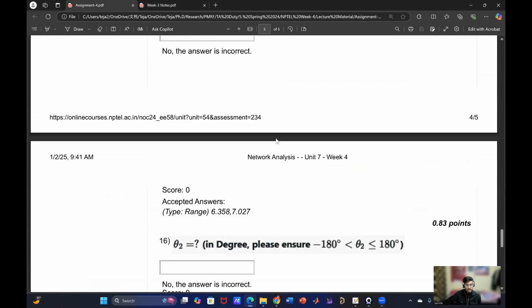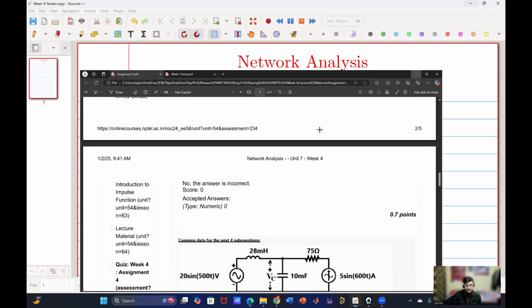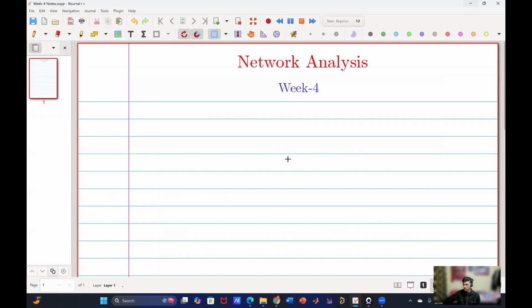Okay, so now let us start with week 4. Now that we have summarized what we discussed in the last week, let me quickly go through what we'll be covering in this week. In this week, we'll start with the sinusoidal terms. We'll deal with mesh and nodal analysis with time varying source. Time varying source means we'll be considering a sinusoidal response.